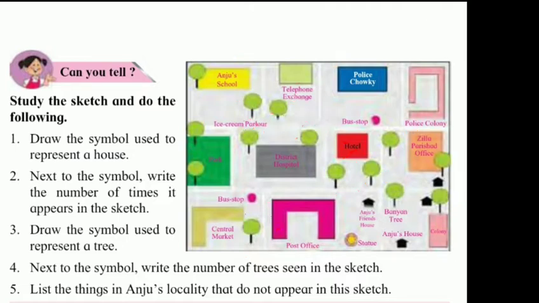And now list the things in Anju's locality that do not appear in the sketch. Then see students, we made use of different symbols while making this sketch.